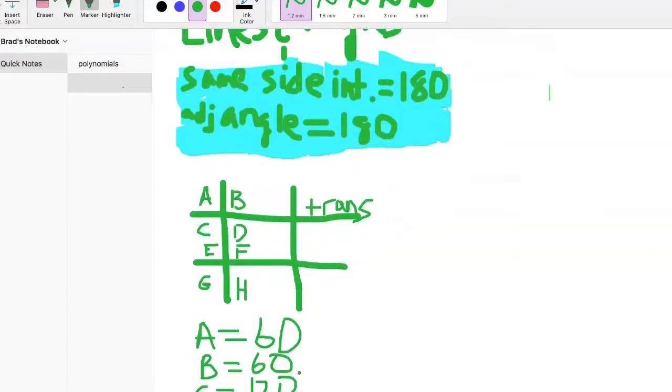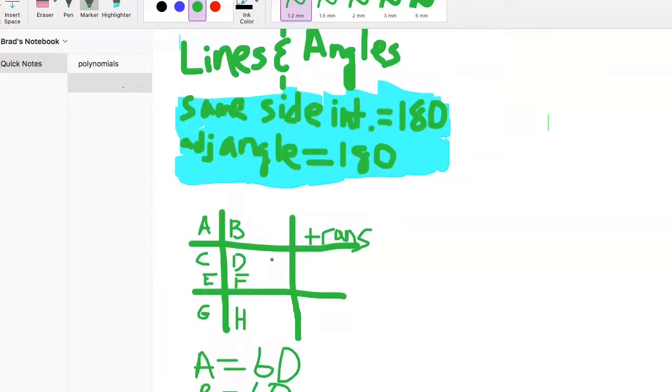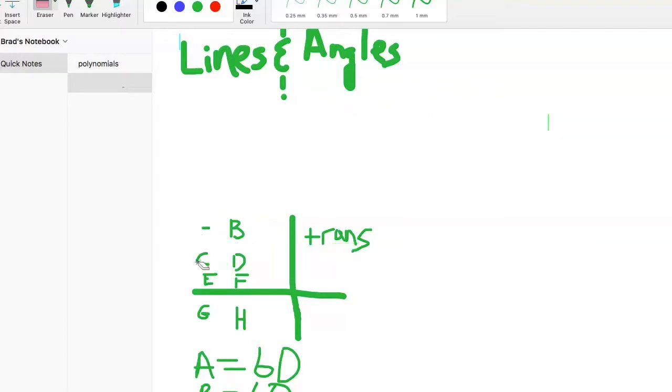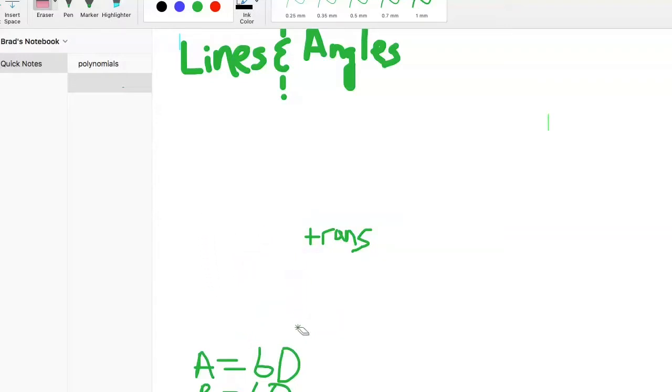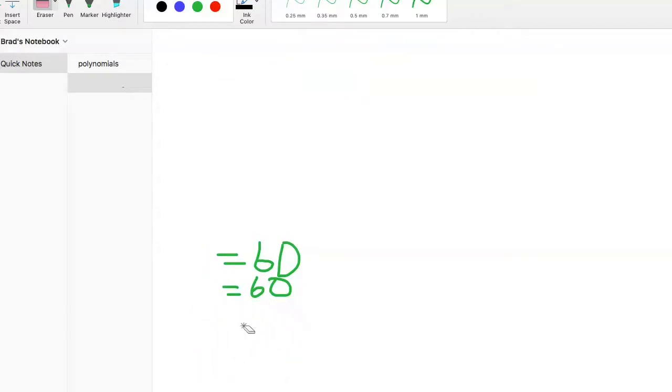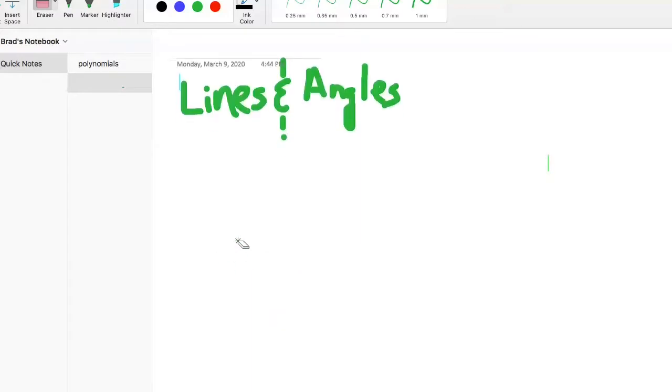Okay, so there's same side interior and adjacent angles. That's a big one right there. We also want to look at complementary and supplementary angles, so you're going to have to know what those mean. The basics of it are that complementary angles means they add up to 90. Supplementary means they add up to 180. That's just something we've got to know.